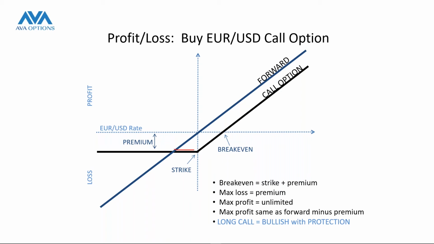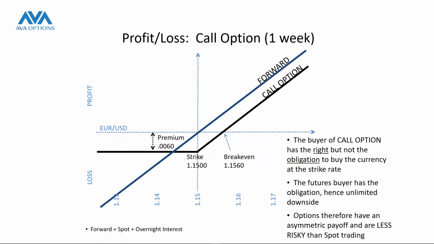This means that as the market goes down, you have limited losses. You cannot lose more than what you paid for the right to buy that asset. So your maximum loss is what you paid for the option. Your maximum upside is unlimited. It's only less than the forward, or only less than trading the underlying asset, by the amount of the premium that you paid. Let's look at a page with an example.